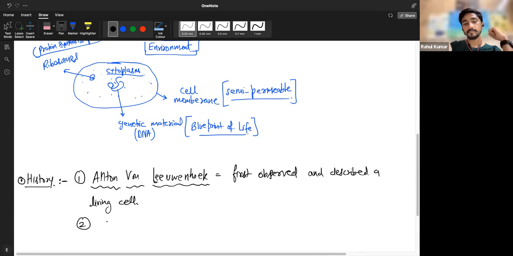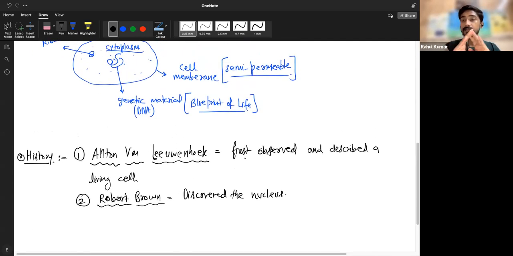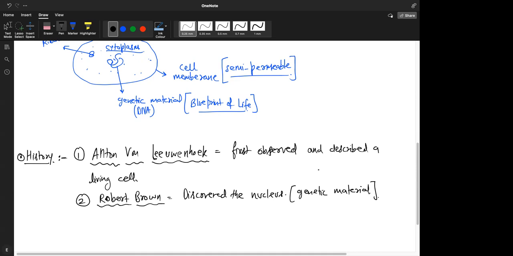And then there was another person called Robert Brown. Now he discovered the nucleus. So Anton von Leeuwenhoek said that cell is like a separate protected compartment, fundamental unit of life. And then Robert Brown said that within that compartment, there is another compartment, which is called nucleus, where lies the genetic material. Okay, so it is like a vault inside a safe house. So you have a house, and within your house also you have a vault, right, where we keep the most precious things of the house. Yes or no? Yes. So that was nucleus.